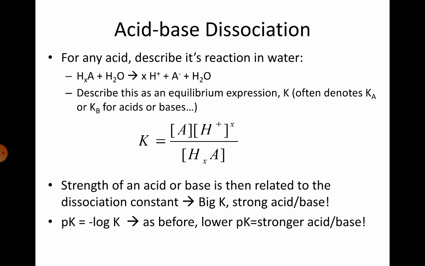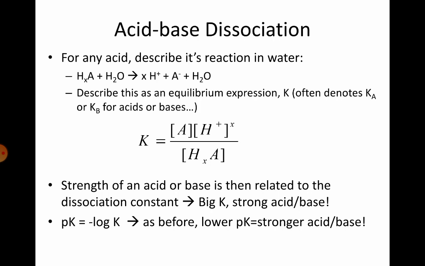So for any acid, the reaction in water is shown here. This equation describes the expression where K often denotes Ka or Kb for acids or bases. K is equal to the concentration of A times H plus divided by HA. So this equation describes the dissociation.